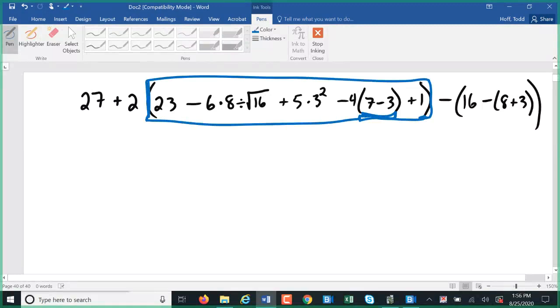We're focusing our attention inside the blue box. Inside there, however, order of operations still applies. And there's another enclosing symbol. We have another parentheses here. So now we focus our attention inside that enclosing symbol, inside the green box. Well, in there, there's only one thing that needs to be done. 7 minus 3 is 4. So the rest of that problem gets rewritten exactly the way it was.